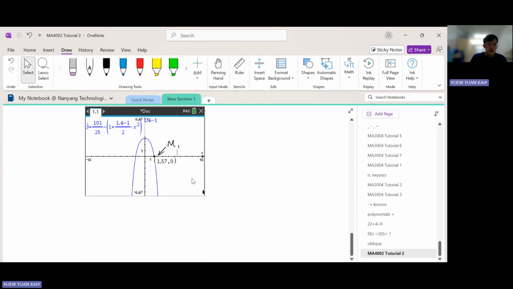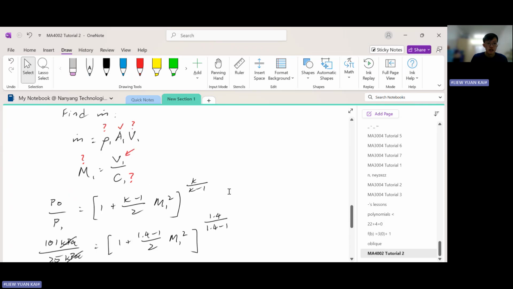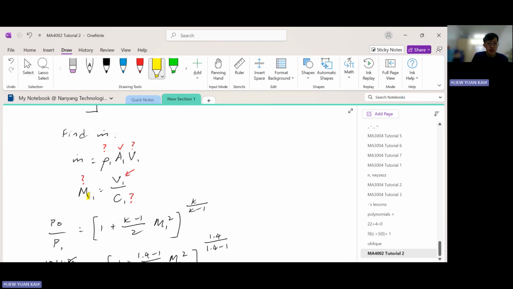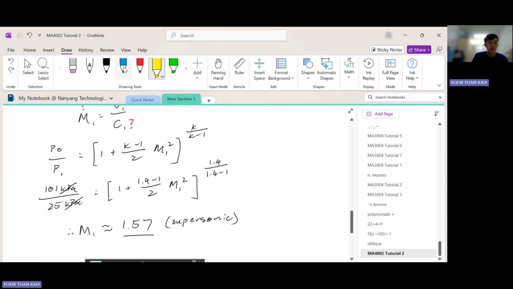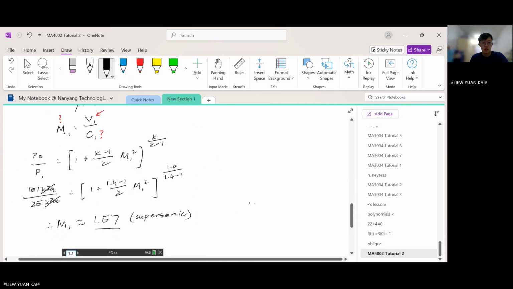You don't have to do this, but it's a good habit to identify what type of flow this is. So what I mean is this one is a supersonic flow, because this value is above 1. Mach number above 1 is supersonic. Okay, so we already managed to find M1. Now we need to find C1. Okay, so how do we find C1? It's very simple.